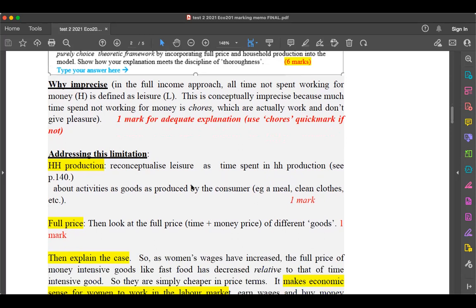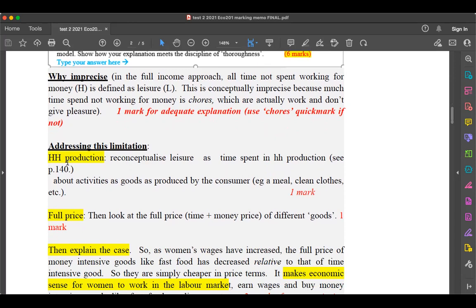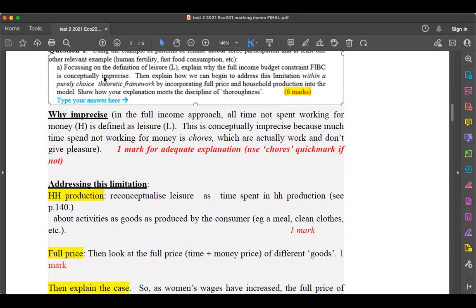Then you have to address this limitation. So household production, you reconceptualize leisure as the time spent in household production. I think the handout is still more or less the same. I don't know if it has changed, but just check around this page number and then you'll see the relevant explanations. But do try to cover as much ground as possible, because if you look at this answer, there are certain things that are highlighted or underlined in bold. So you're breaking down your explanation. You're focusing on keywords, explaining why this is conceptually imprecise, and talking about full price, talking about full income budget constraints. So try to mention everything, but make sure that the answer is succinct.